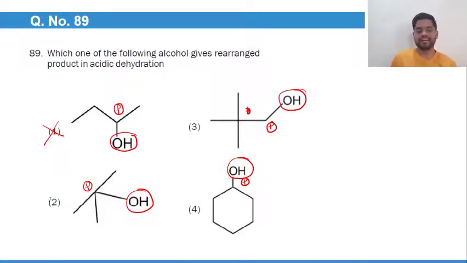Option 2, again it's a 3 degree carbocation, cannot rearrange. Even if it rearranges, it remains the same. But only one place it can rearrange, it can undergo a 1,2 methyl shift. And hence option 3 will be the right answer.